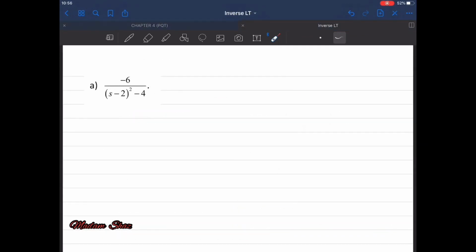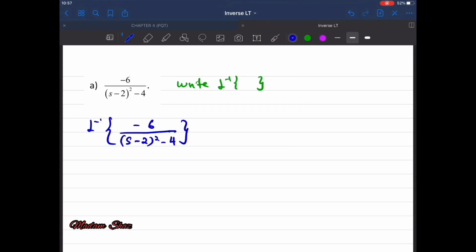Okay, now let us try to solve this example. You are given negative 6 over s minus 2 square minus 4. As we can see here, there is no s at the upper side, but we have s minus 2 at the bottom side. So this one is also considered as the first shift inverse Laplace transform. The first step, you have to write the Laplace inverse curly bracket for the whole thing. Now you have to refer to the steps of the first shift inverse Laplace transform. There are 3 steps.